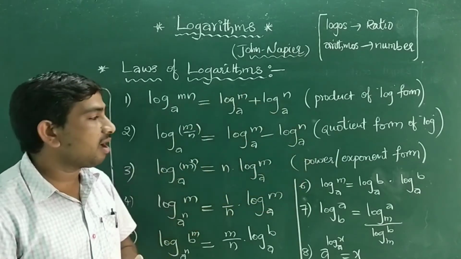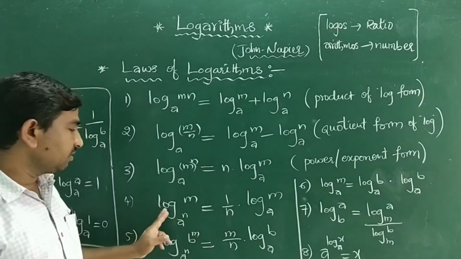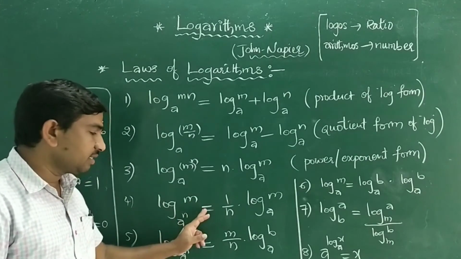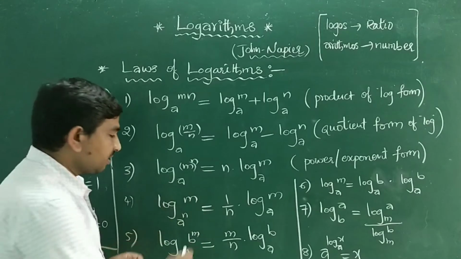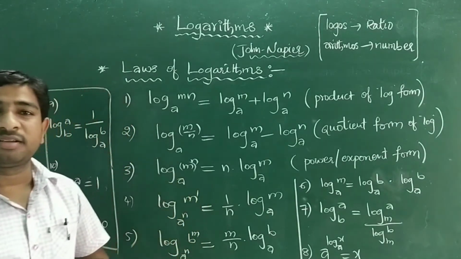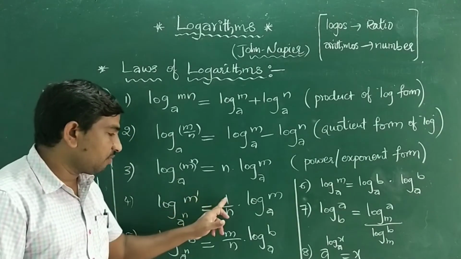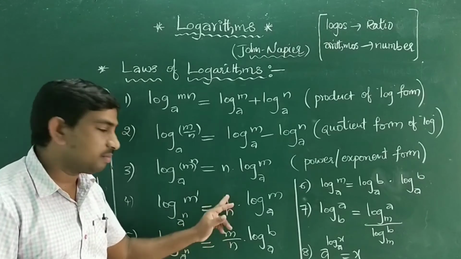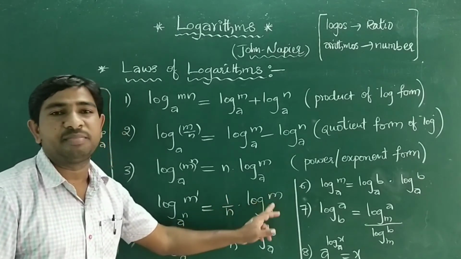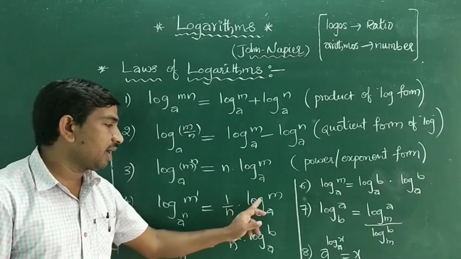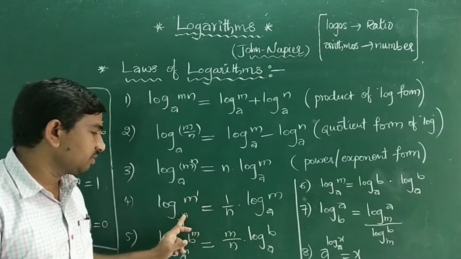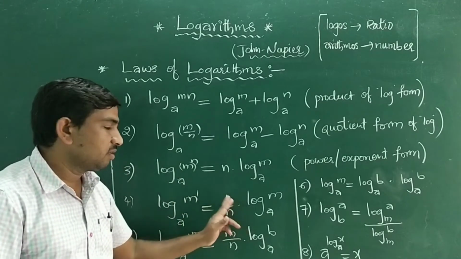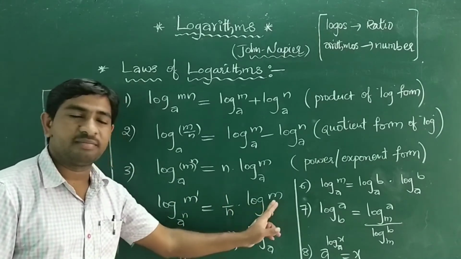This is power or exponential form. And the next: log m base a power n. Here m power 1 can be calculated, and the base power n, these two will become the quotient form: 1 by n into log m base a. This n comes to the front, and they become the ratio form, 1 by n into log m base a.